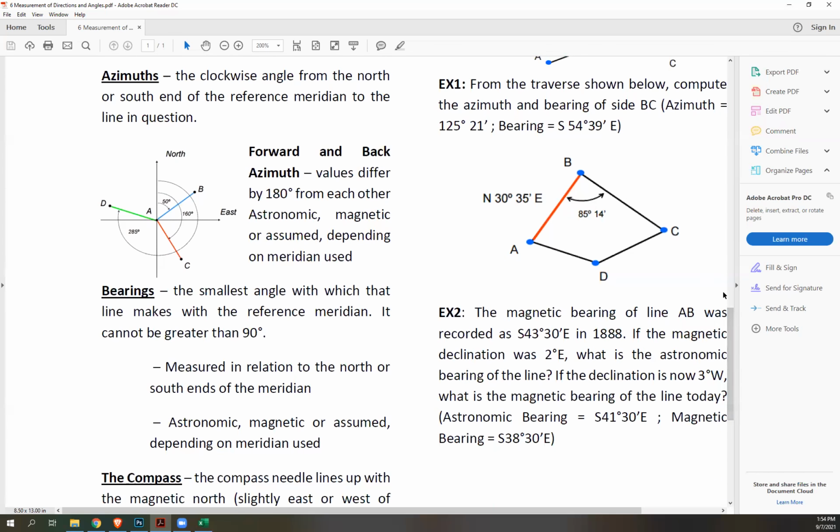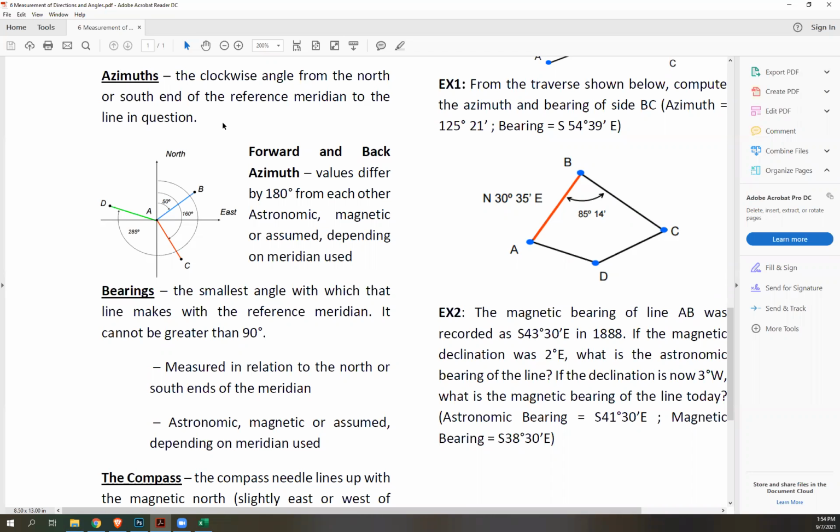So bearings are the smallest angle that the line makes with the reference meridian. It cannot be greater than 90 degrees. So it's always measured in relation to the north or south ends of the meridian, and then it can be astronomic, magnetic, or assumed depending on the meridian used. So once again, if you're using an astronomic meridian, you'll have astronomic bearings, and so on and so forth.